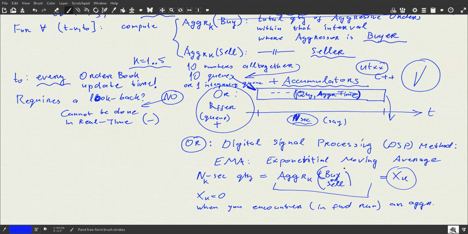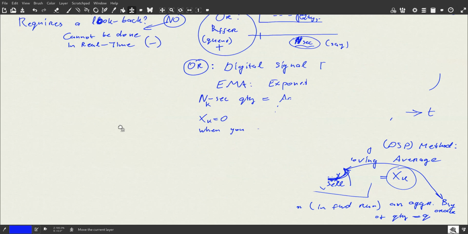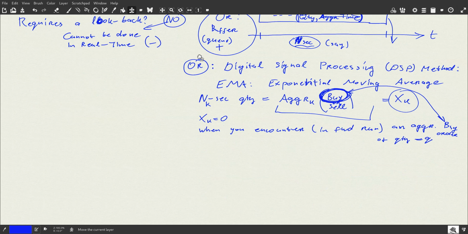an aggressive order, suppose that we're discussing the buyers, an aggressive buy order of quantity equal to Q, then you do the following. You update your exponential moving average in the following way. You take into account the already collected average, and you take into account the new value of Q.